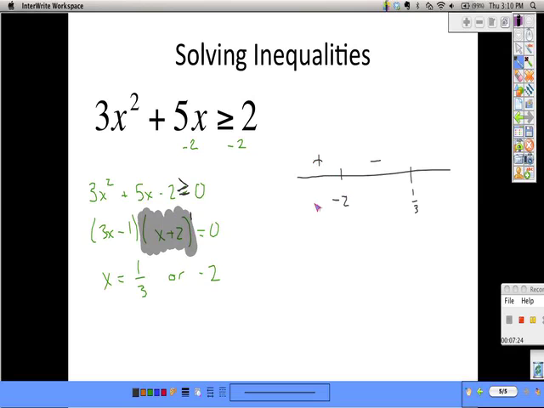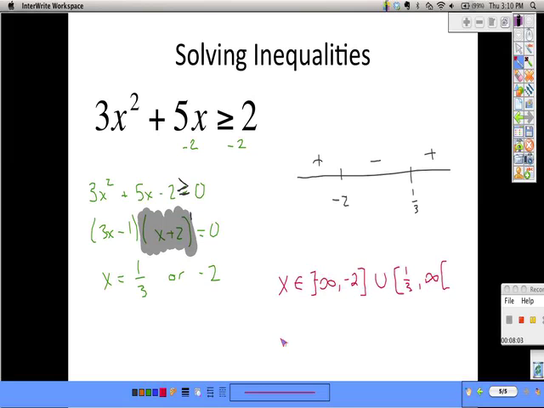And the other nice thing is I don't have to test any other values because 3x minus 1 has an odd power too, so there's going to be a sign change at 1/3. So my solution here: x is an element of -infinity to -2 inclusive, union with 1/3 to +infinity non-inclusive.